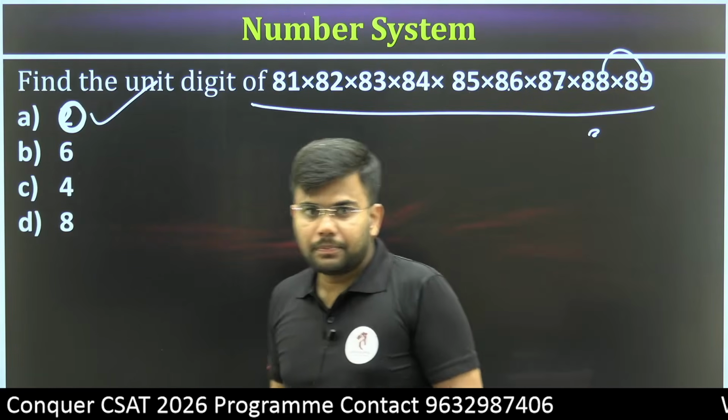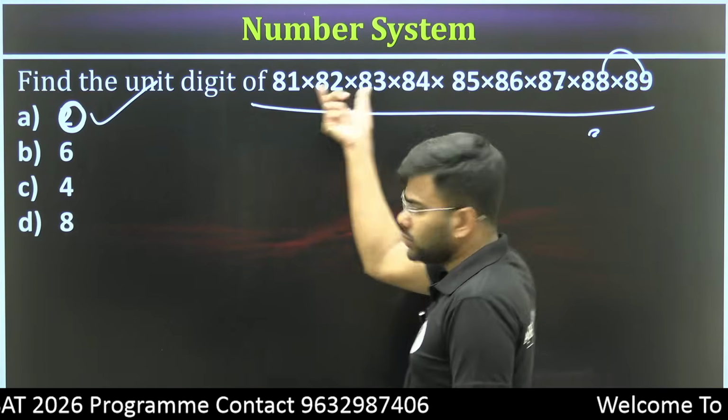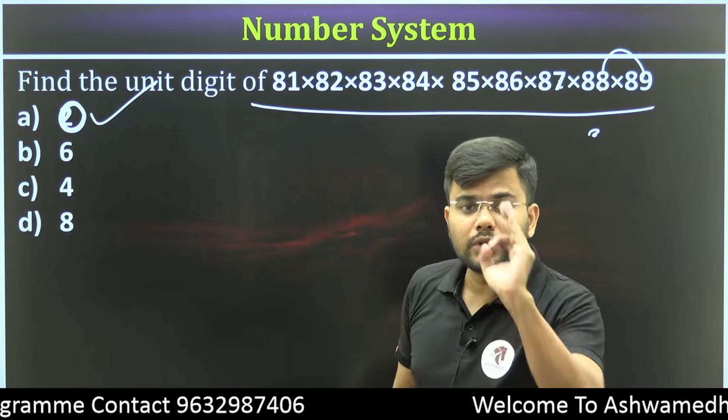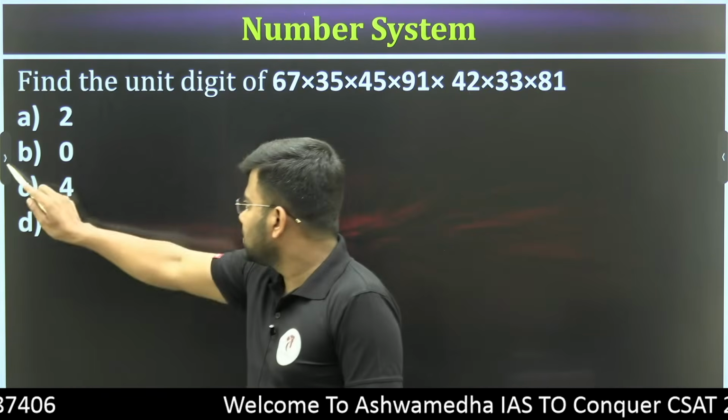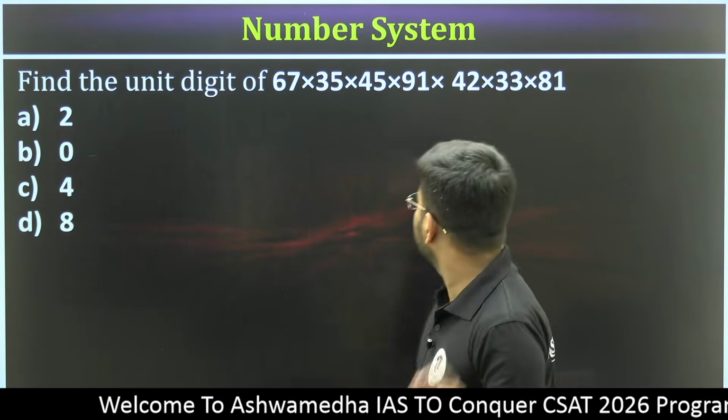I hope it's clear. In the first kind of problems, just you are multiplying what? The digits of unit digit. That's it. Let's see next question. Tell me the answer for this question. You are supposed to tell.